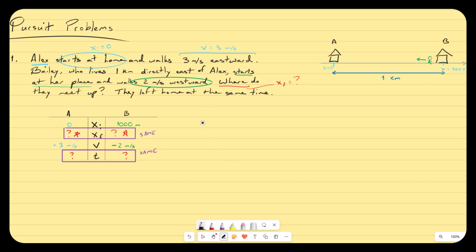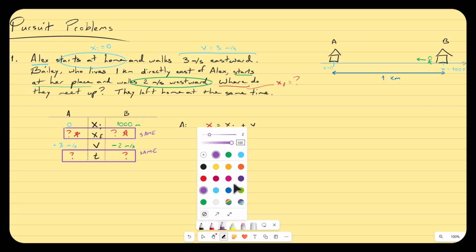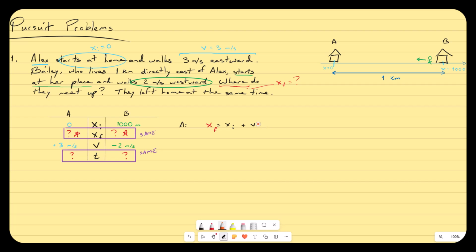For Alex, x final is x initial plus vt. We don't know x final, but it's the one we want to know, and we don't know t. It's still an unknown. I'm going to actually put it in a different color. I'm going to put it in orange. It'll look a lot like red, but not be quite the same.